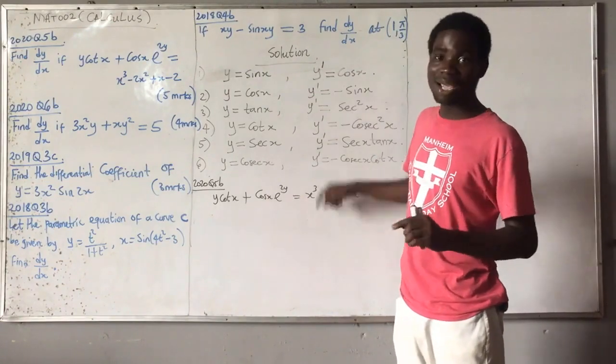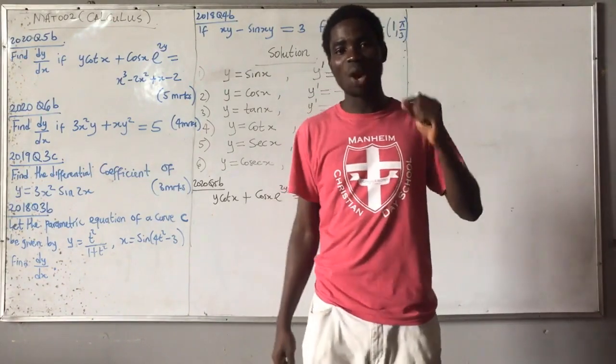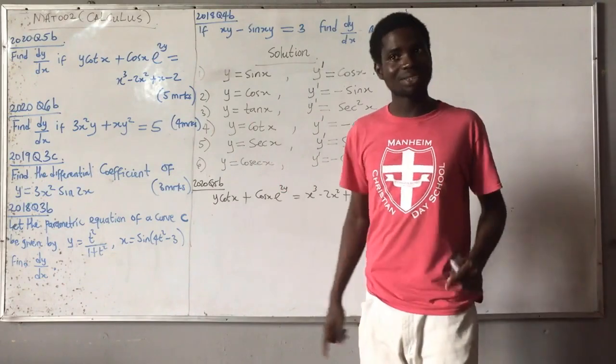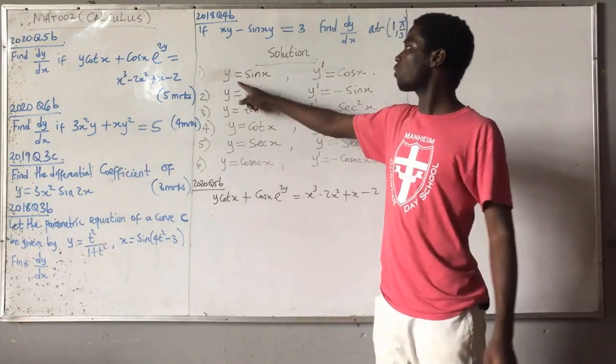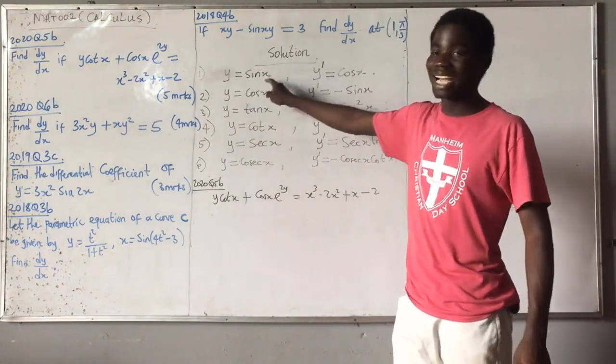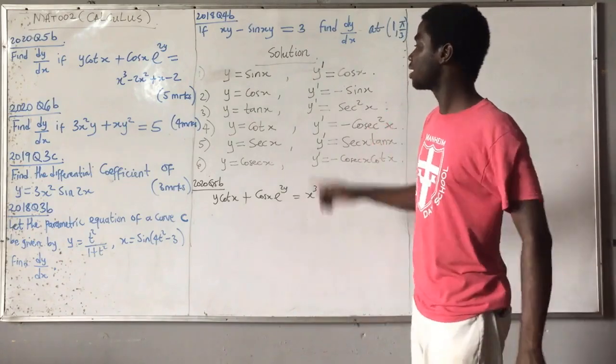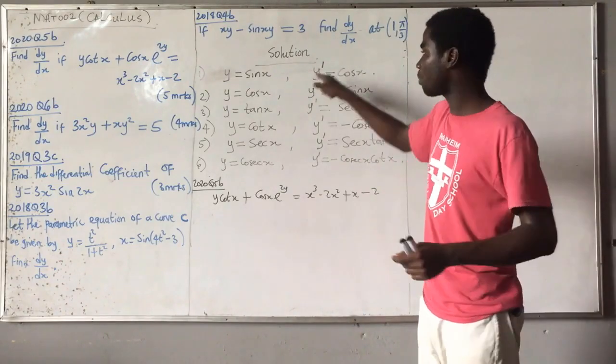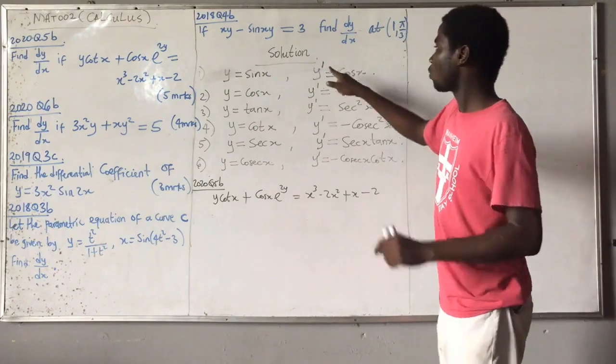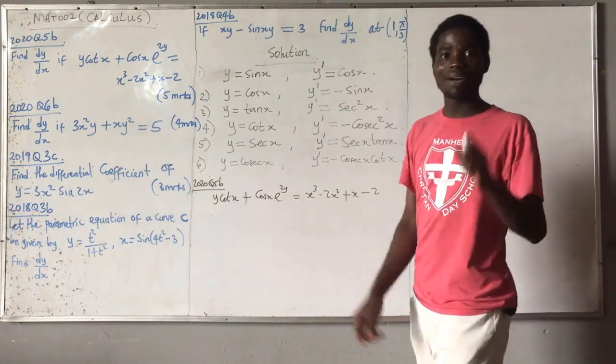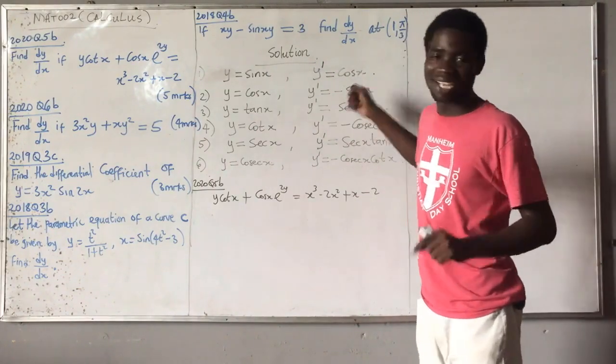This y prime you are seeing here means dy/dx. Another way they write dy/dx is y prime. Do you understand? Now, if y is sin x, when you differentiate sin x, that is dy/dx or y prime. Y prime equals cos x. That is, whenever we are differentiating sin x, the answer is cos x.